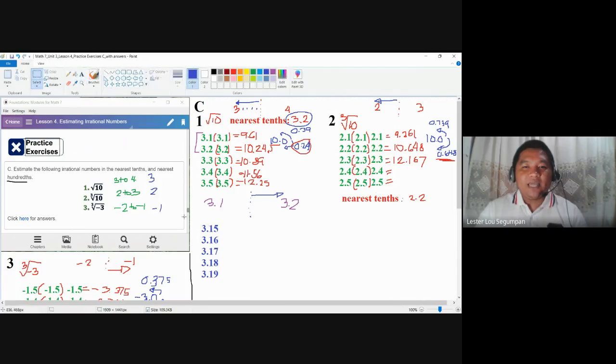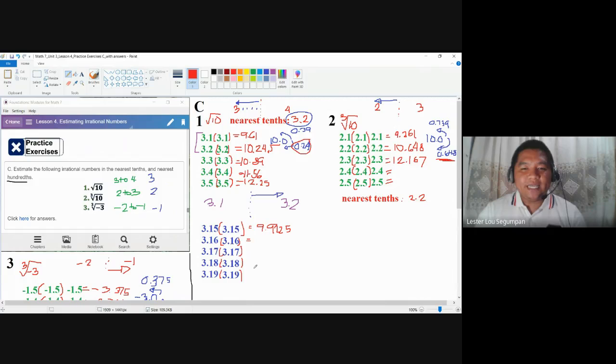Following the same method as we did in the nearest tenths, since it's a square root, the reverse is squaring. So we are going to multiply each value by itself. Let me place parentheses to denote multiplication, or we are going to take the products. So let us start. You may use your calculators there. We are going to take first the square of 3.15. So the answer is 9.9225.